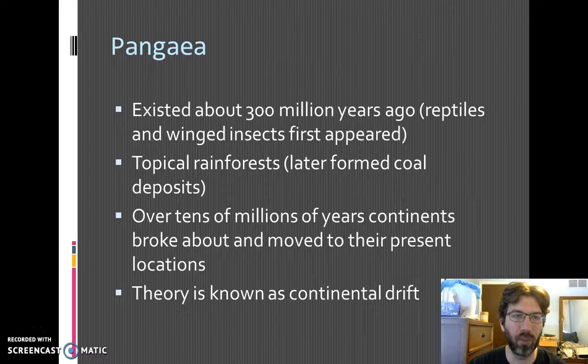Pangaea existed about 300 million years ago. This is about the same time reptiles and winged insects first appeared. It was pretty much covered in tropical rainforests, and if you know anything about coal deposits, these tropical rainforests died, and their organic material was covered by dirt, ash, and rock, and eventually all of that organic material was compressed into coal deposits, and that's where we get our coal from these days. Over tens of millions of years, the continents then broke apart and moved to their present locations. This is known as the theory of continental drift.